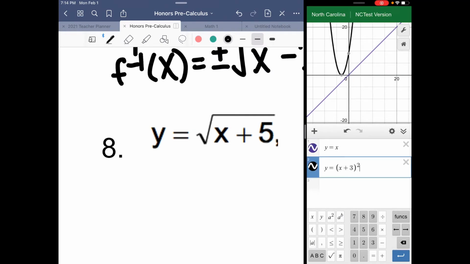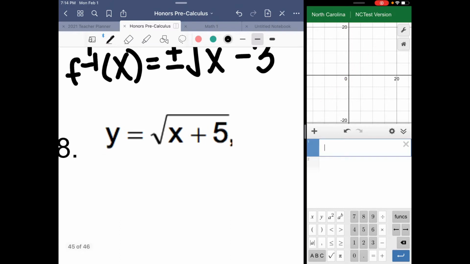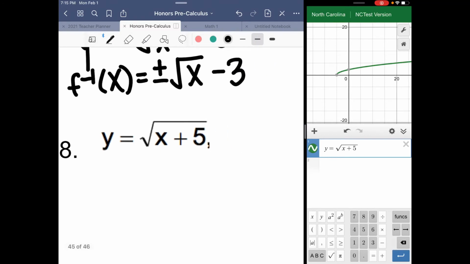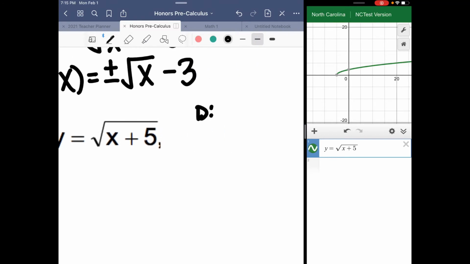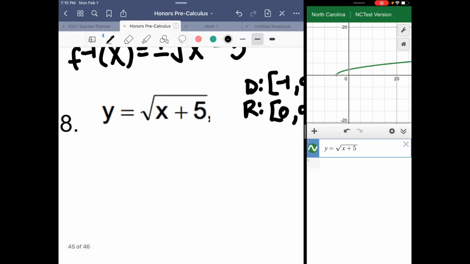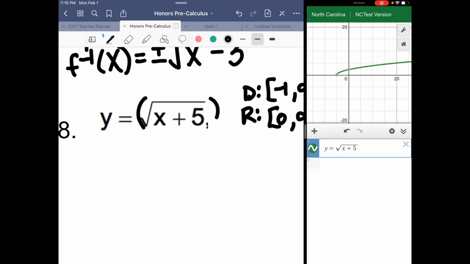All right, same situation here. However, this is going to have a restriction unlike the other one. So let's look at the original. So I have the square root of x plus 5. Now, when I look at this, I can see that my domain is going from -1 to infinity, and my range is going from 0 to infinity. Now, when I do this problem, we're going to talk about why this happens in just a second, but I'm going to state my domain and range. So my domain of the original is -1 to infinity, and my range of the original is 0 to infinity. That's going to be important in a minute.